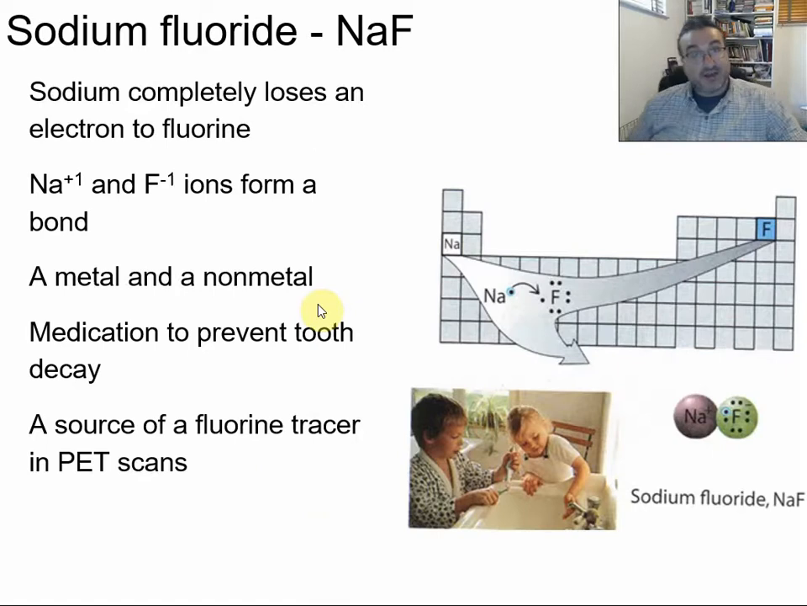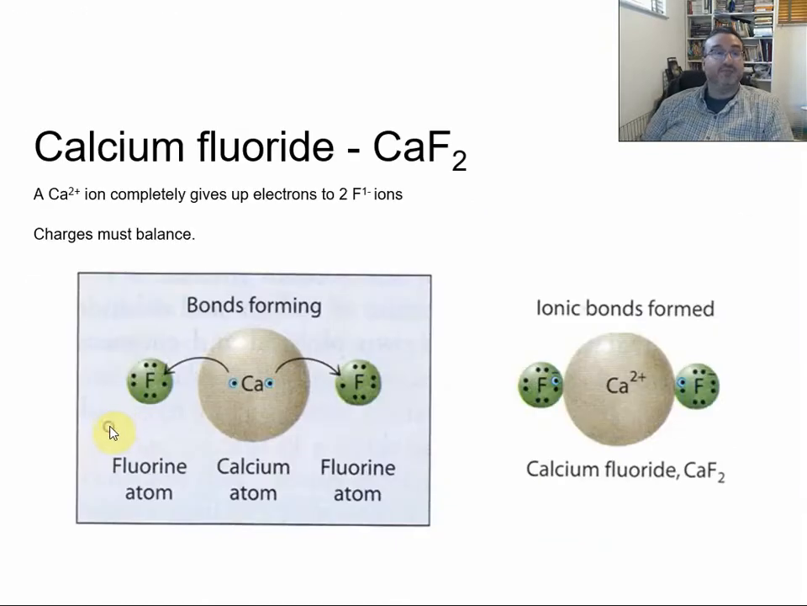Another example of an ionic compound is sodium fluoride, a metal and a nonmetal. Sodium is completely losing an electron to a fluorine atom, making a sodium ion and a fluoride ion. This is a medication used to prevent tooth decay and is a source of a fluorine tracer in PET scans. Those are called positron emission, I forget what the T is, but some kind of an imaging scan for our body.